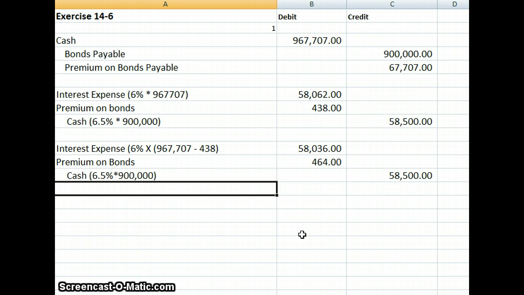And that is all that is to 14.6. Your problem 14.5 is very similar to that, only you are issuing at a bond discount instead of a bond premium, so you're going to do the same type of thing. Okay, so that is how we do that.